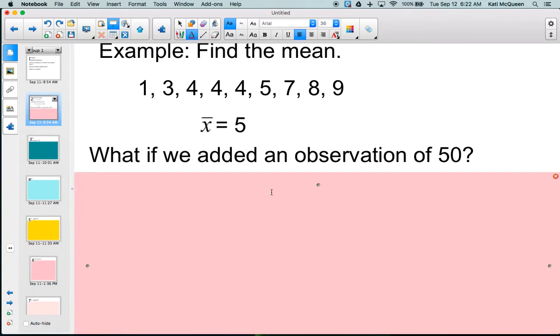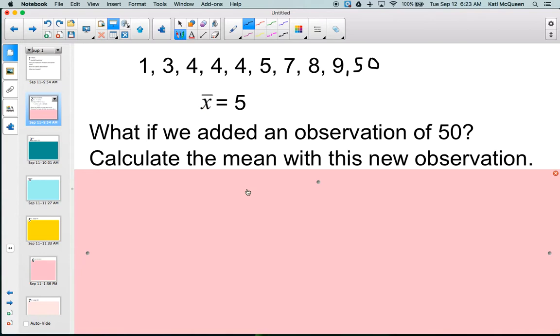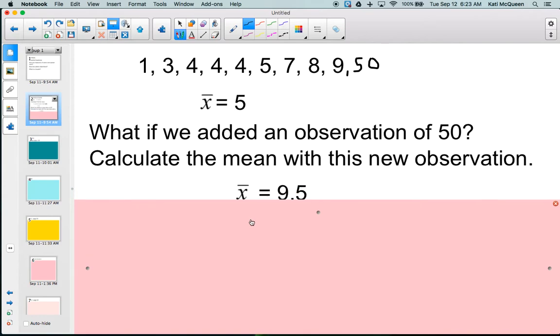All right, now here's a question to pose. What if we added an observation right to the end here? So what if I added in a 50? Okay, what would happen to my mean then? So 50, we're thinking is probably going to be an outlier here. It's much bigger than all the other values in the data set. So I want you to calculate the mean with this new observation in here. So adding up all those values, this time dividing by 10 instead of 9 because there are now 10 observations. And we end up with x bar equals 9.5.